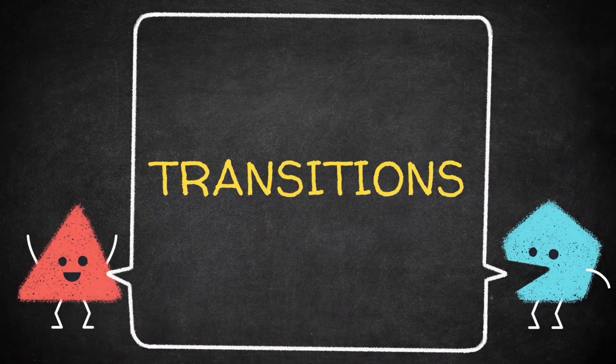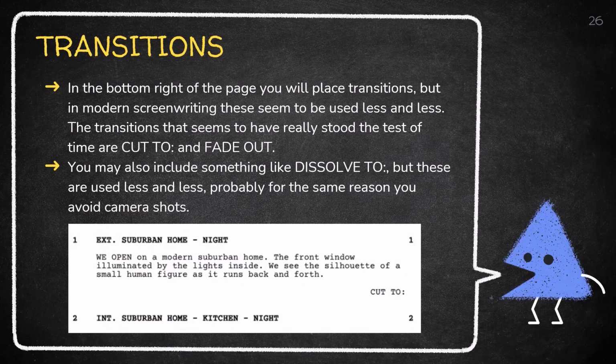And the next is transitions. So in the bottom right of the page, you will place transitions. But in modern screenwriting, this seems to be used less and less. The transitions that seem to have really stood the test of time are cut to and fade to. I also see this from other screenplay writers who don't necessarily use cut to or transitions. But as professional, as standard, transitions really still matter.